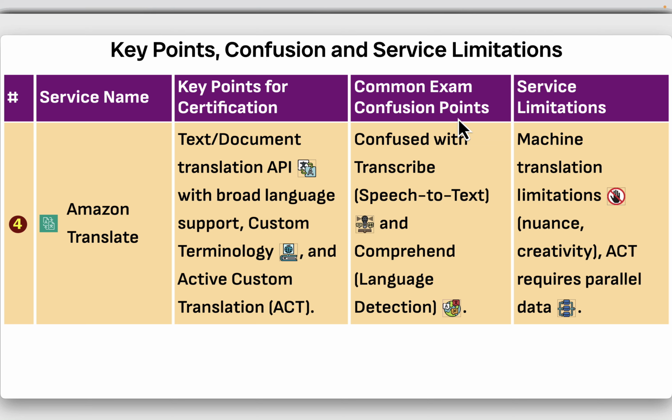Common exam confusion points will be confused with Transcribe, which is speech to text, and Comprehend, which is language detection. So Comprehend can automatically detect what language is there in the body of a text. Service limitations: machine translation limitations like nuance, creativity, and active custom translation requires parallel data. So these are some limitations for this particular service.